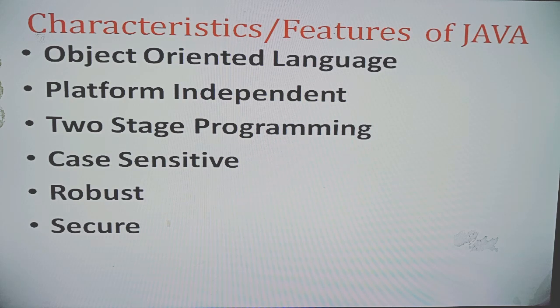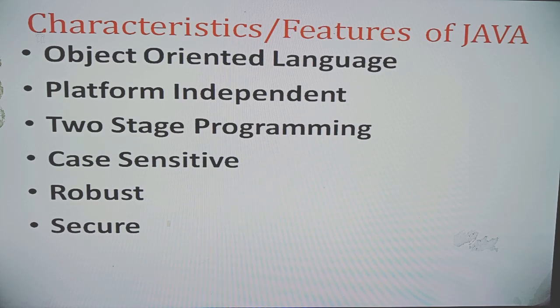So the first feature is object oriented language. Object oriented language means it follows object oriented programming techniques. Now next is platform independent. As I already told, the software developed using Java will be executing on every operating system. So that shows the platform independent nature.